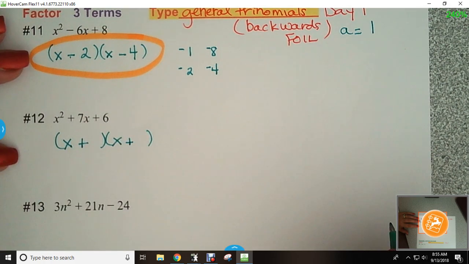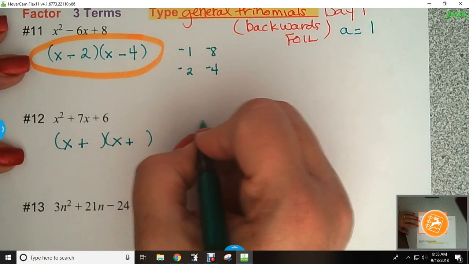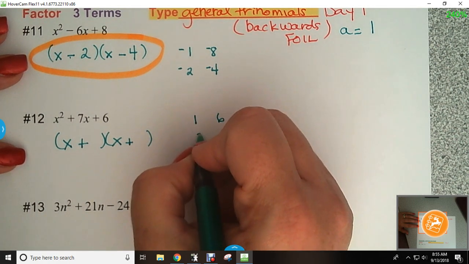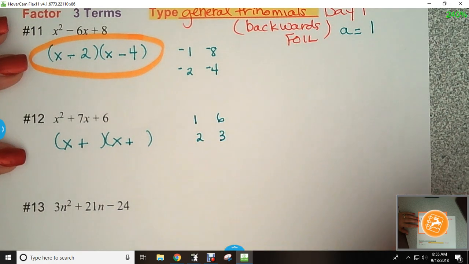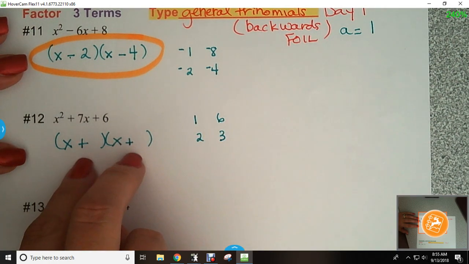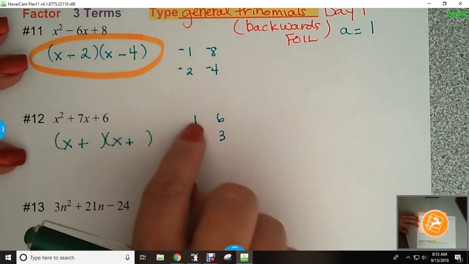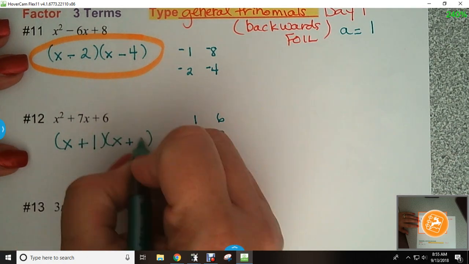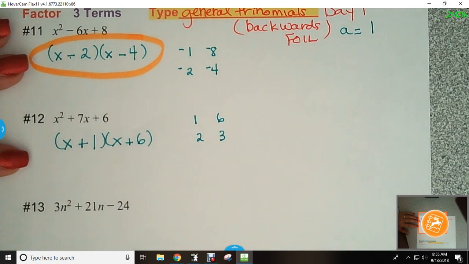So now I'm going to list my factors of 6 out here to the side. I can multiply 1 times 6 or 2 times 3. Because I put a positive in both of these parentheses, all of those are going to be positive. So which pair of those will add up to be 7? Well, that is the 1 and the 6. This is your factored form.